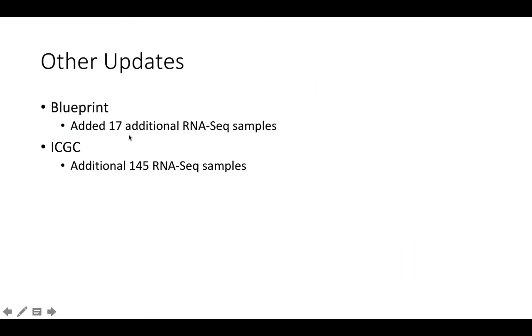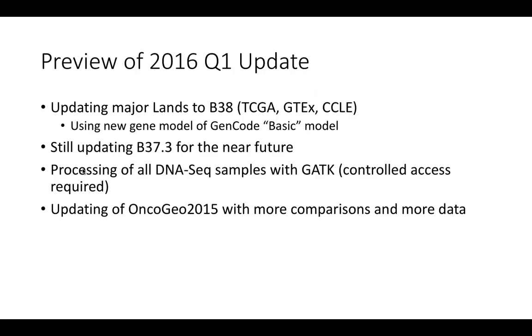And then the final things, which I'm not going to show anything for before we go: we've added some additional RNA-Seq samples into the BLUEPRINT data set, and about 145 RNA-Seq samples into the ICGC data sets as well.